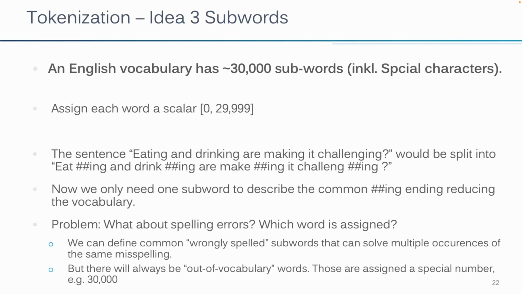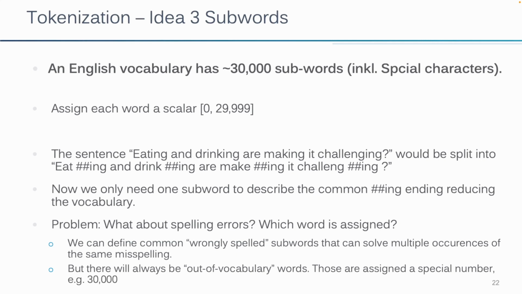One thing that all of these methods have is out of vocabulary. So if there's a new character, a new subword, a new word that we don't know from before, let's say there's a new trend and someone invents a new word that happens regularly, then we don't know that word and we have to assign it a special number and say that's an out of vocabulary word.